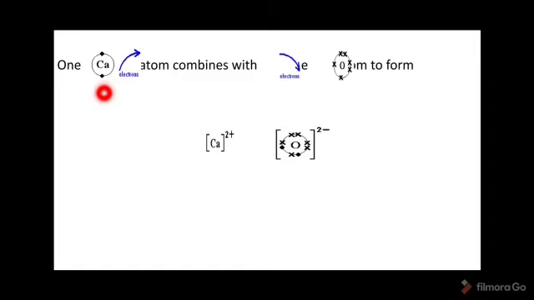One calcium atom combines with one oxygen atom to form calcium oxide, Ca2+ and O2 minus. Calcium has 2 electrons in the outermost shell, so it donates 2 electrons. One oxygen atom is in need of 2 electrons, so it forms the oxide ion O2 minus after it receives 2 electrons from calcium.